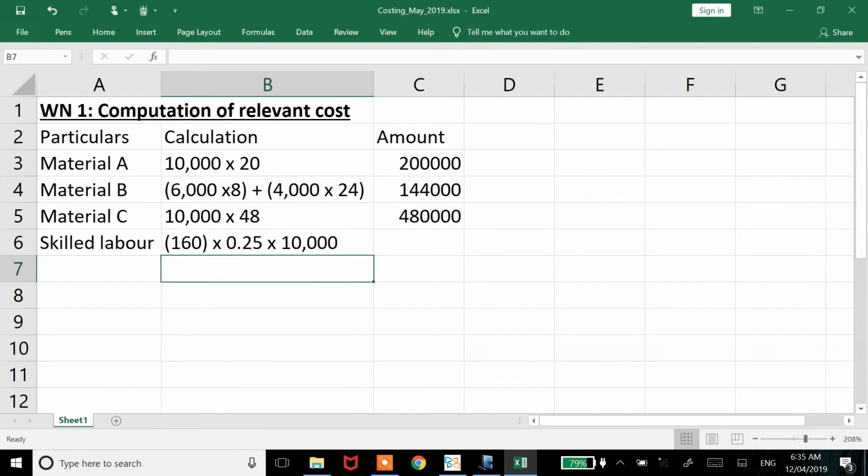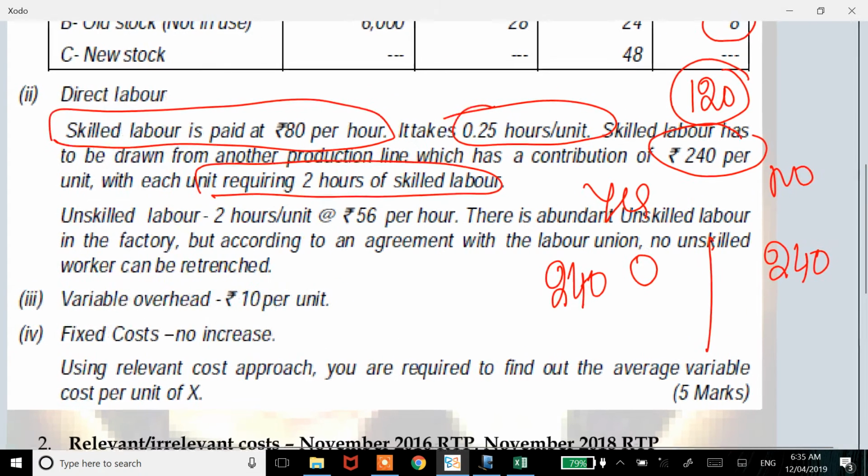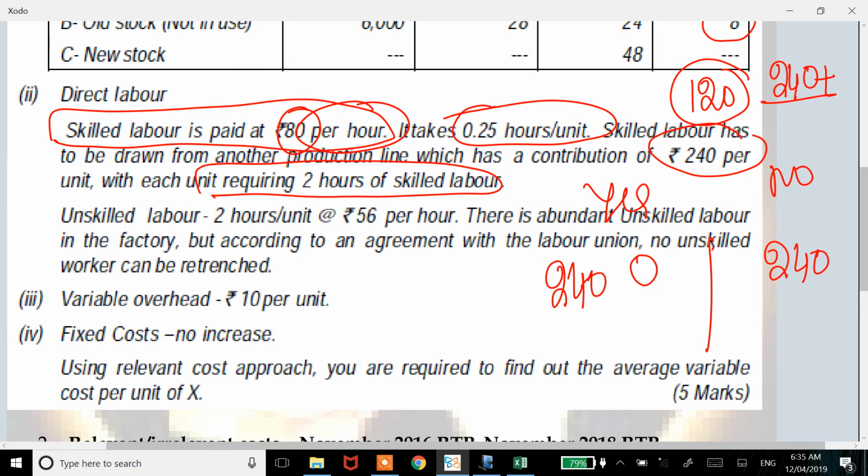160 into 0.25 into 10,000. Okay, sorry, I made a small mistake. This 240 is per unit, and 80 is per hour. So I'll have to add back 160, because 240 is for 2 hours and 80 is for 1 hour. 240 plus 80 can't be added.